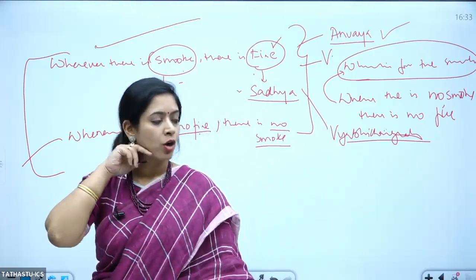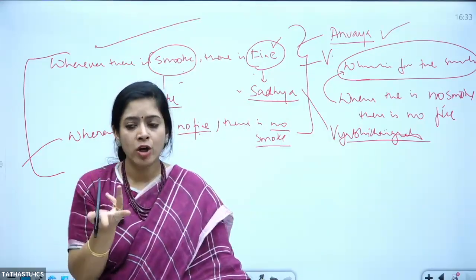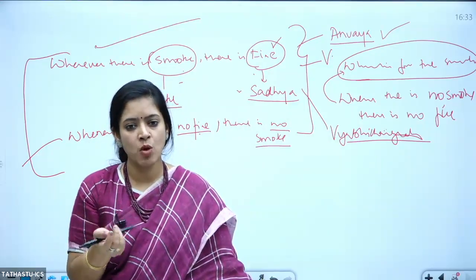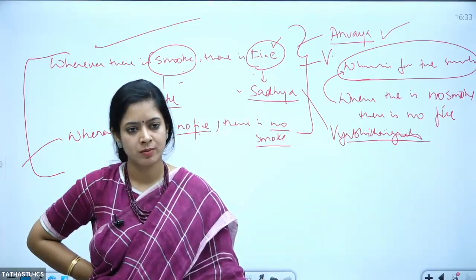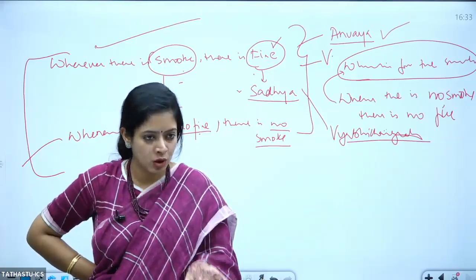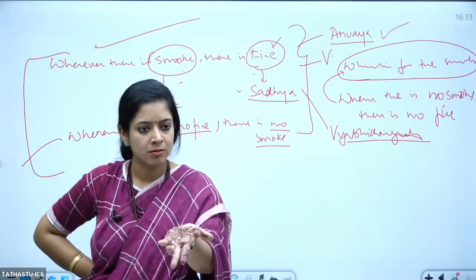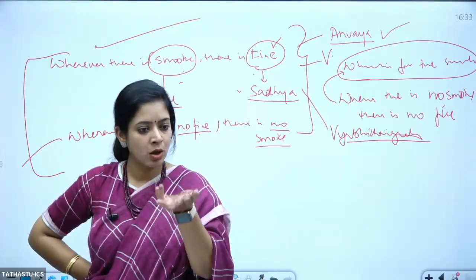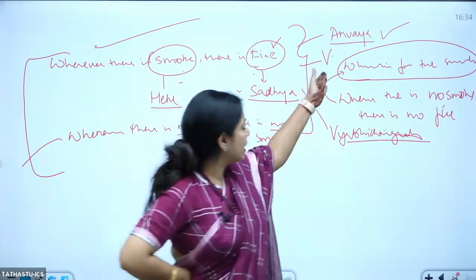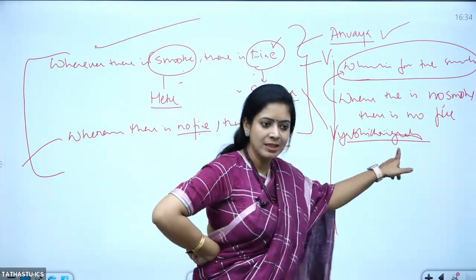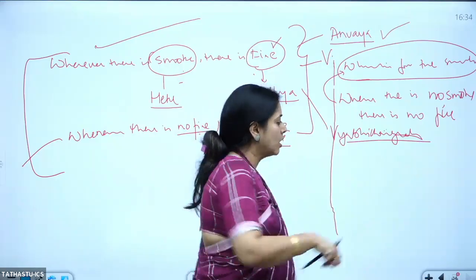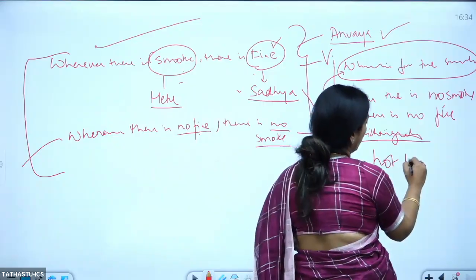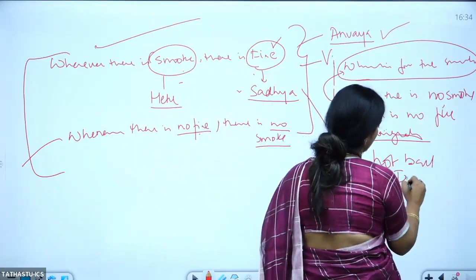Now, if you find a contrary instance, if you find smoke without fire, will it form Vyapti? No. You cannot form Vyapti, because it is wrong; it is no longer necessary. Why did we not form vyapti in this example? Because we find a hot ball of iron.